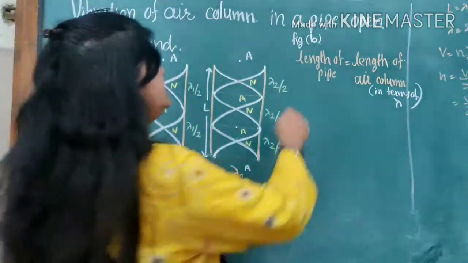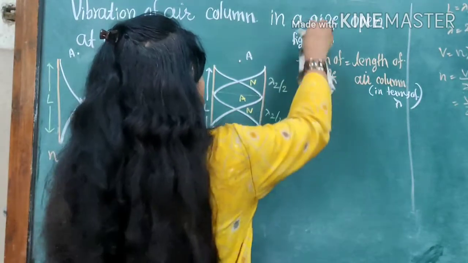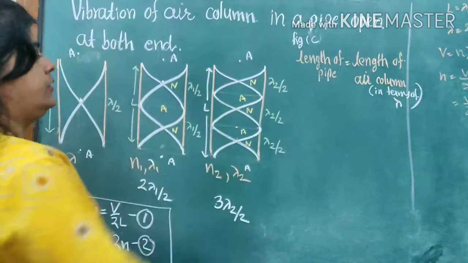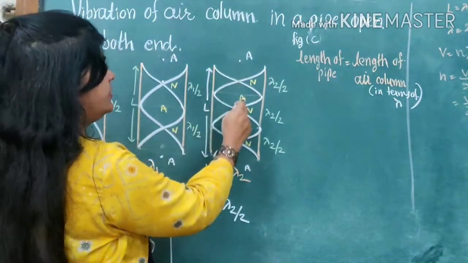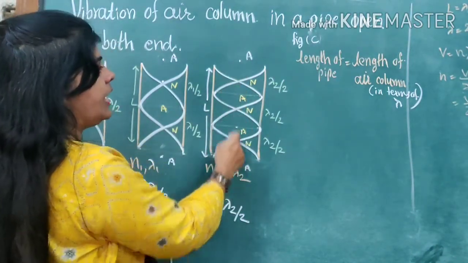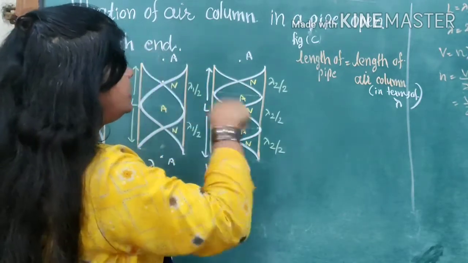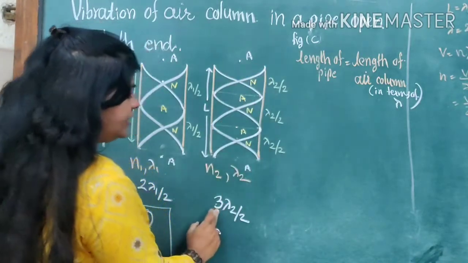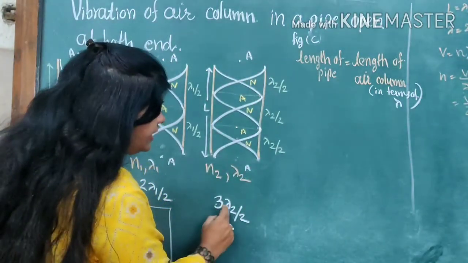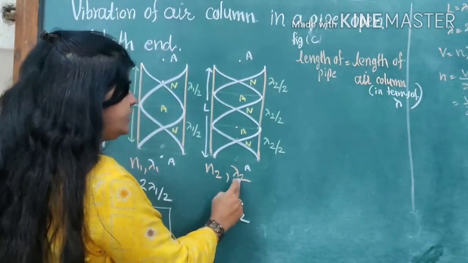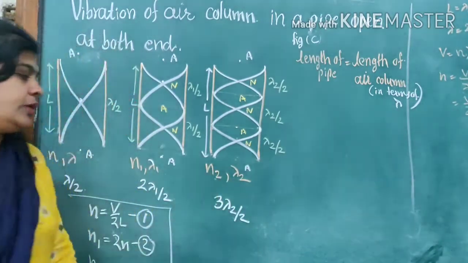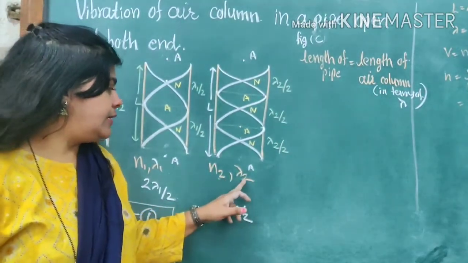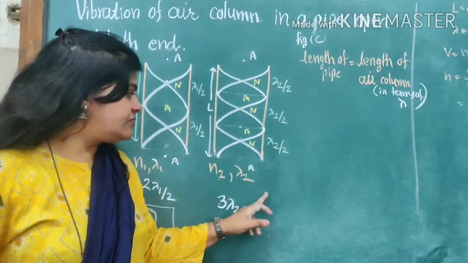Figure number C, the third diagram. We concentrate here. For the third diagram, 3 compartments are formed: 1, 2, and this is 3. The length of the air column in terms of the wavelength is 3 lambda 2 by 2. Here n2 is the frequency of this vibration, and lambda 2 is the wavelength of this vibration.